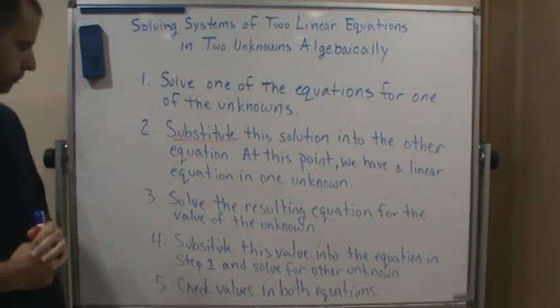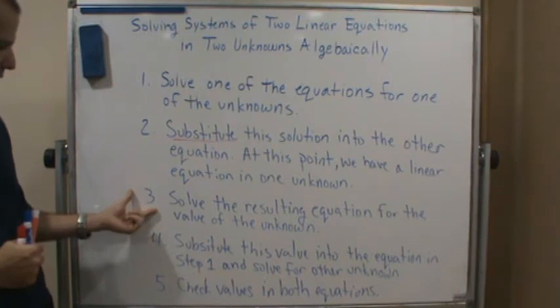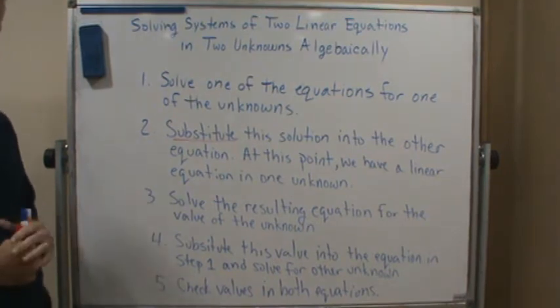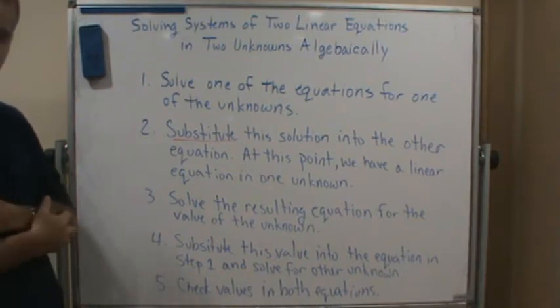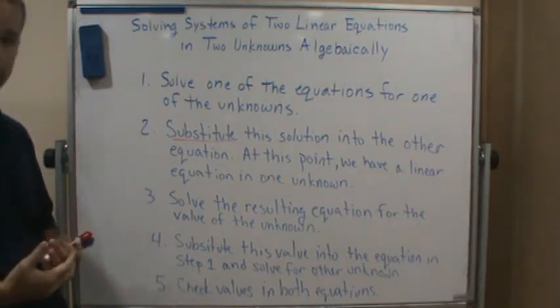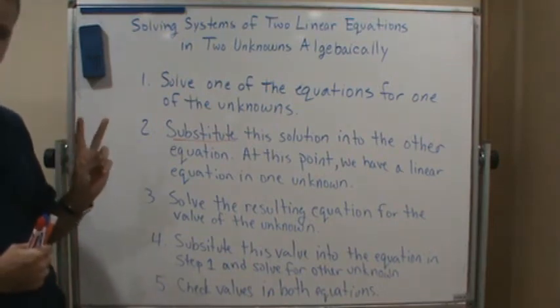And then step four, what you're going to do is take the value that you got in step three and substitute it into one of the equations that you have in step one and solve for the other variable. Right? So there are two unknowns you have to solve for.